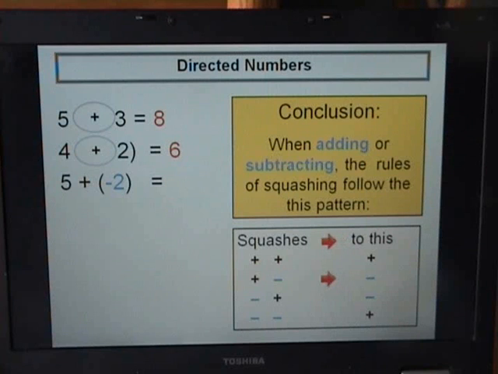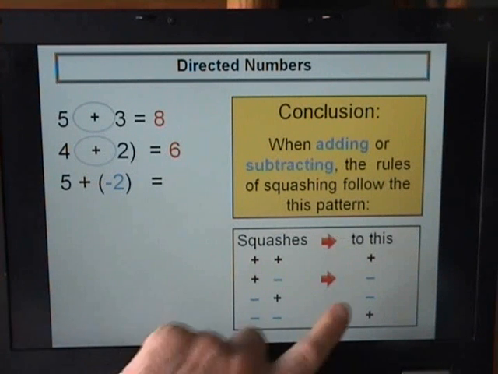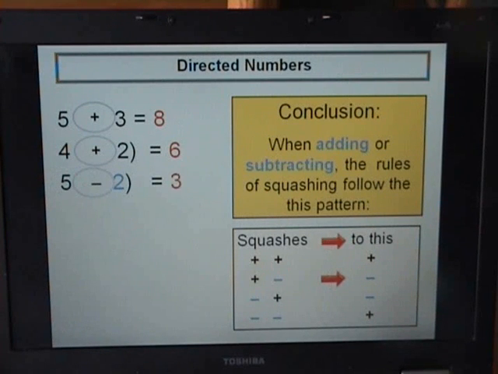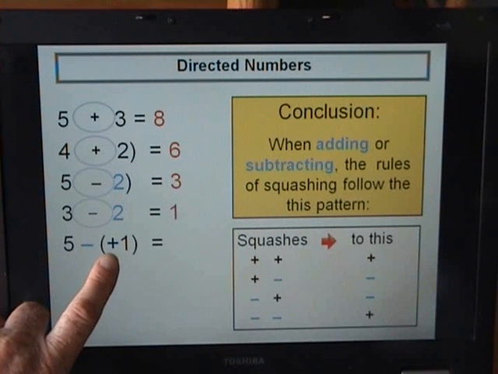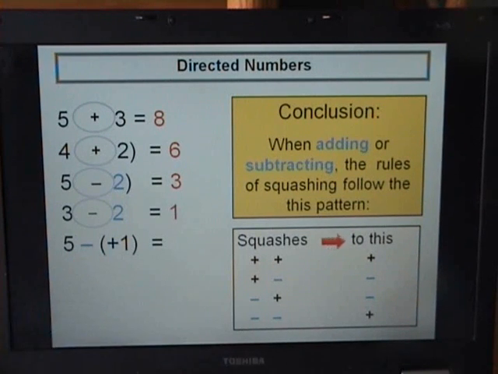See what happens with a positive followed by a negative. 4 adding on to negative 2. The squashing rules apply, and I can squash the positive with the negative and come out with a single negative. 5 take 2, 3. Similarly, I can squash the positive with the negative to a single negative. 3 take 2, 1. Next one up, if it's 5 take away a positive number, remember that positive there is redundant. It doesn't need to be there, but sometimes people do put it in exam questions and textbooks. I've got a negative with a positive. I can squash them together and come out with a negative. Similarly, negative followed by a positive, squash them together for a negative.